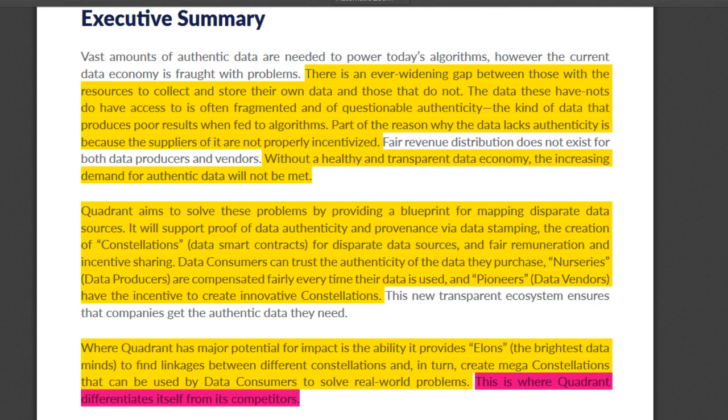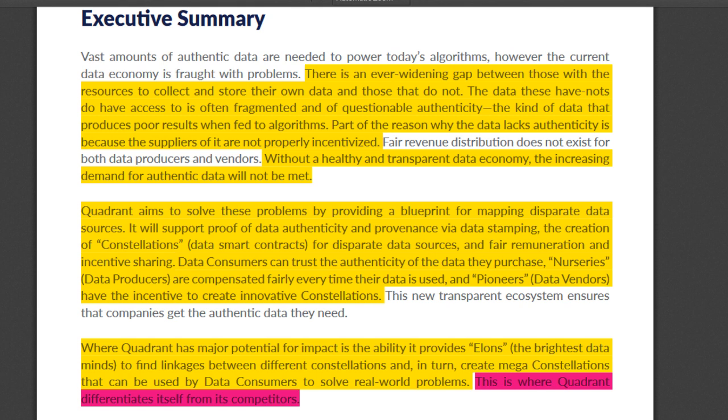Part of the reason why the data lacks authenticity is because the suppliers are not properly incentivized. And that's pointing out that, you know, you can make a quick buck by just making a database with a bunch of metadata. It might be out of date, might not be true, and you'll get paid for it.